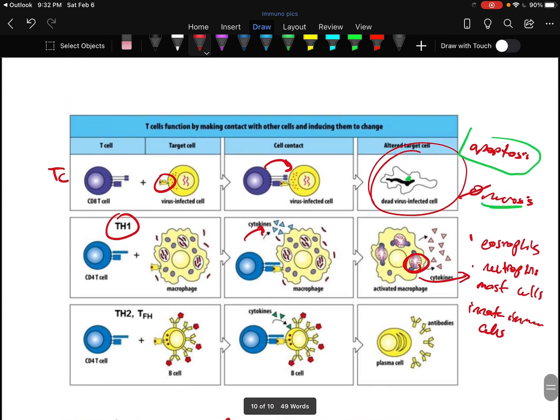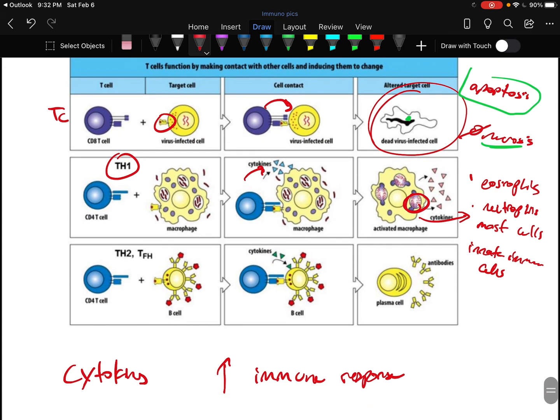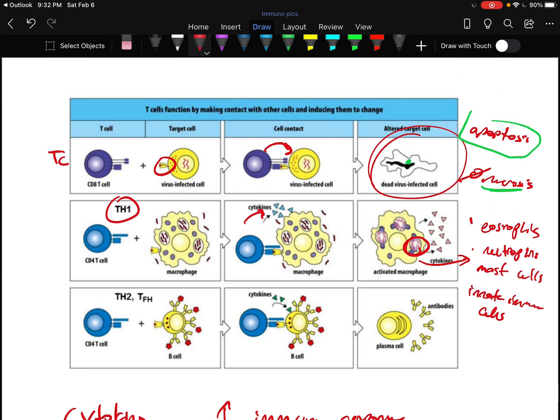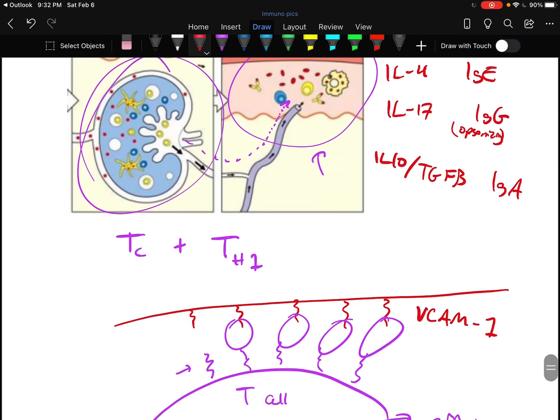And yeah, I mean, that's pretty much it. The cytotoxic T cells and the helper T cells, the Th1 variety, they both contribute to killing viruses and to the overall immune response. Tc by directly killing the viruses, and Th1 by recruiting different cells to fight the virus and clean up the debris that occurs afterwards. And that's how it's done.